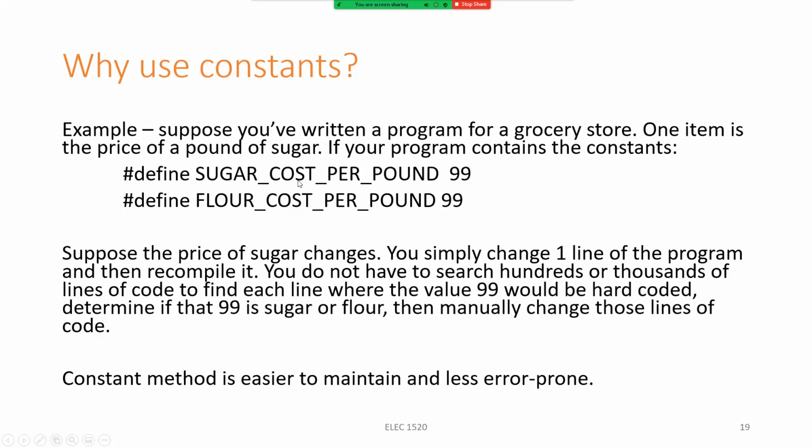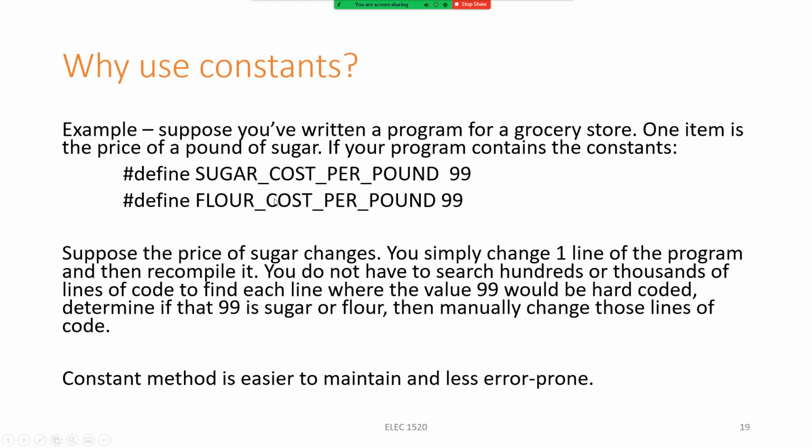First of all, these constant names are fairly easy to read. Sugar cost per pound, when you're reading that in a program, you know exactly what that name is describing. Like I said, if we had written 99 everywhere in our program, if we typed in the literal 99 everywhere, well, when flour also had the same cost, we'd start looking through our program trying to figure out which 99s related to sugar and which ones related to flour. It would be harder to update our program. It would be more error prone.